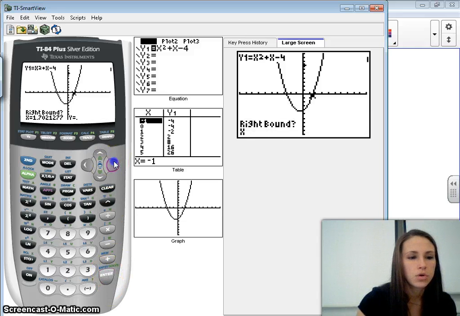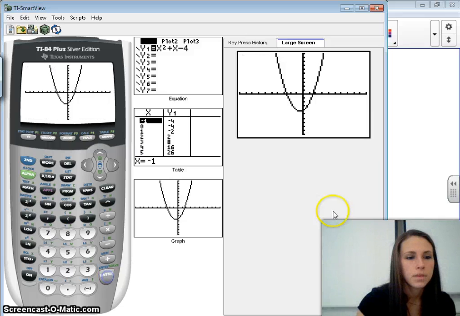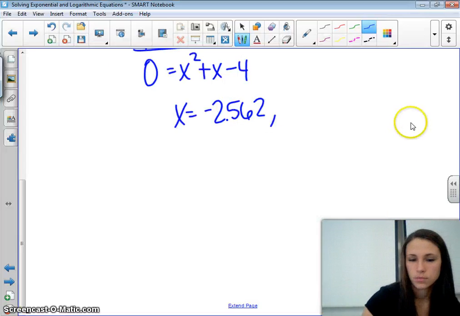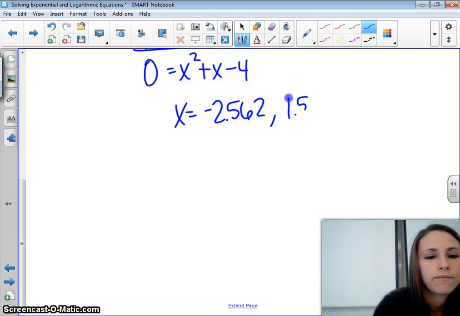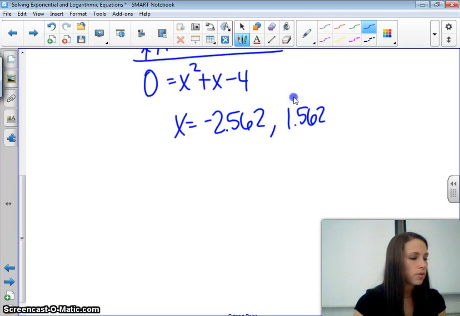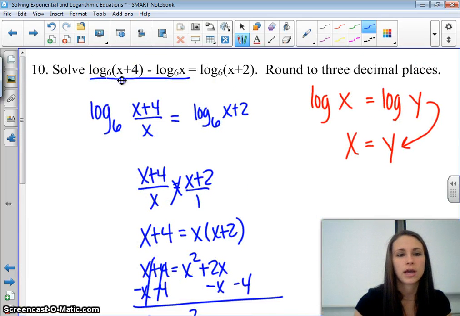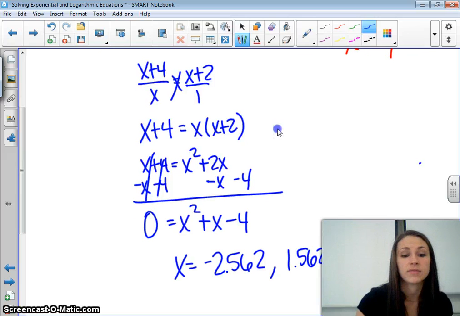And then go to the right. That 0 is going to be 1.562. Okay, so 1.562. Now I'm going to look at both of my answers, and I'm going to check them back up here to make sure that neither one of them give me a negative inside a log.